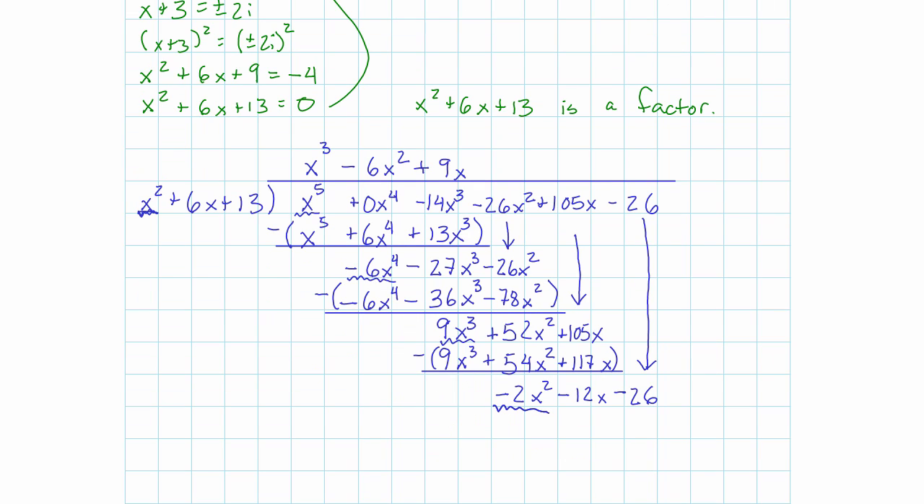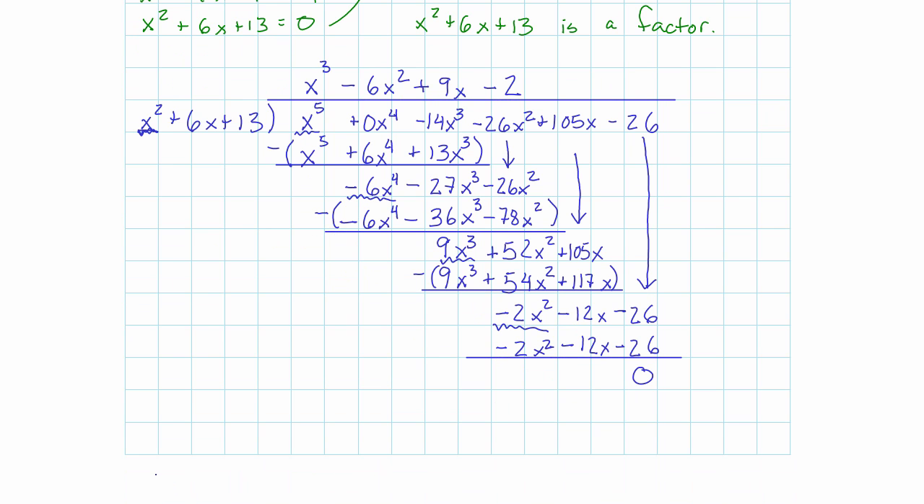First terms, one last time. Negative 2x squared divided by x squared is a negative 2. Negative 2 times x squared is negative 2x squared. Negative 2 times 6x is negative 12x. Negative 2 times 13 is negative 26. And we get no remainder, as we knew we wouldn't. If we got a remainder at this stage, we've made some sort of a mistake, because we knew that this was already a factor.